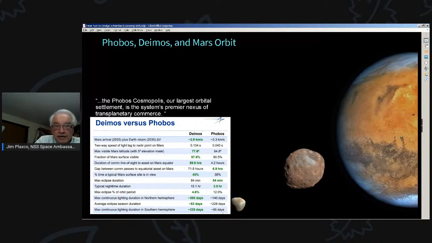So operating on Phobos and Deimos and in Mars orbit were seen as being important given the expectation that there would be a high level of space-based activity with respect to zero-G manufacturing, servicing asteroid mining equipment, and processing raw materials that were mined from the asteroids and delivered to Mars orbit.